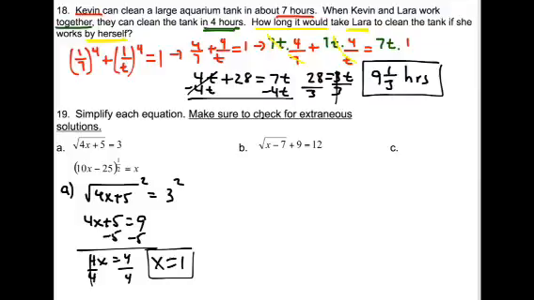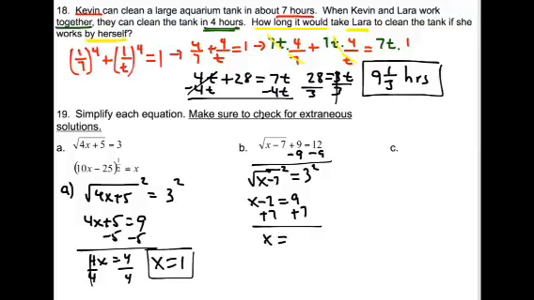For B, I'm going to subtract the 9 first. So that gives me square root of x minus 7 equals 3. Now I'm going to square both sides. So I get x minus 7 equals 9. I'm going to add 7. X is 16.